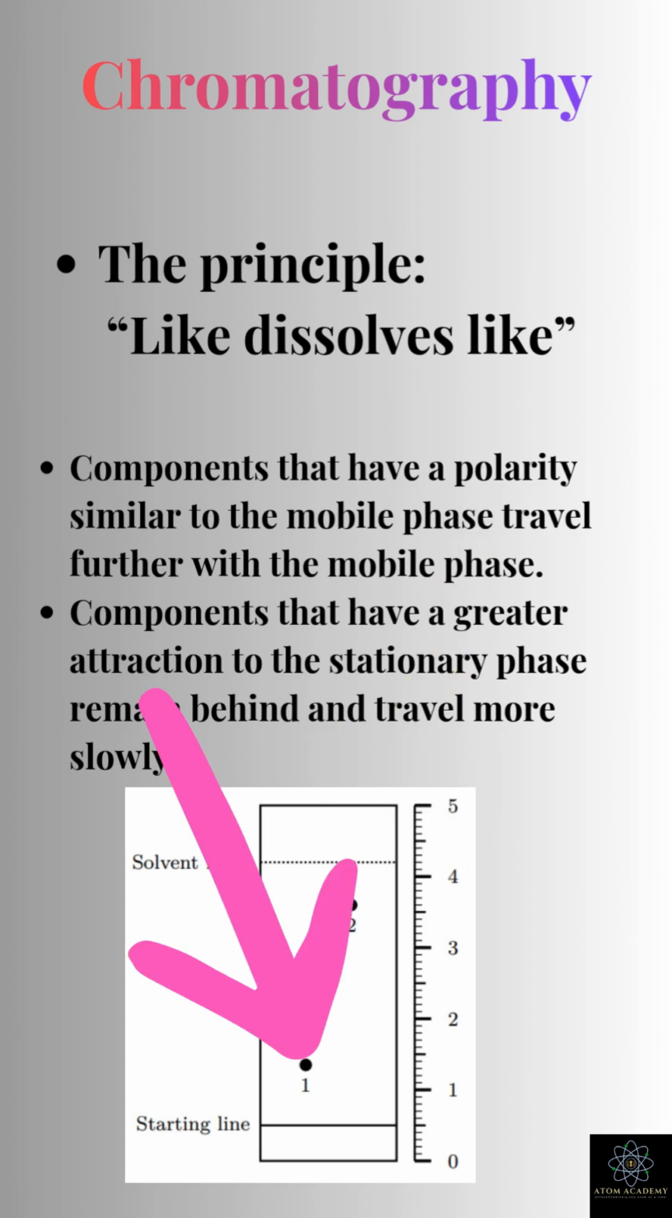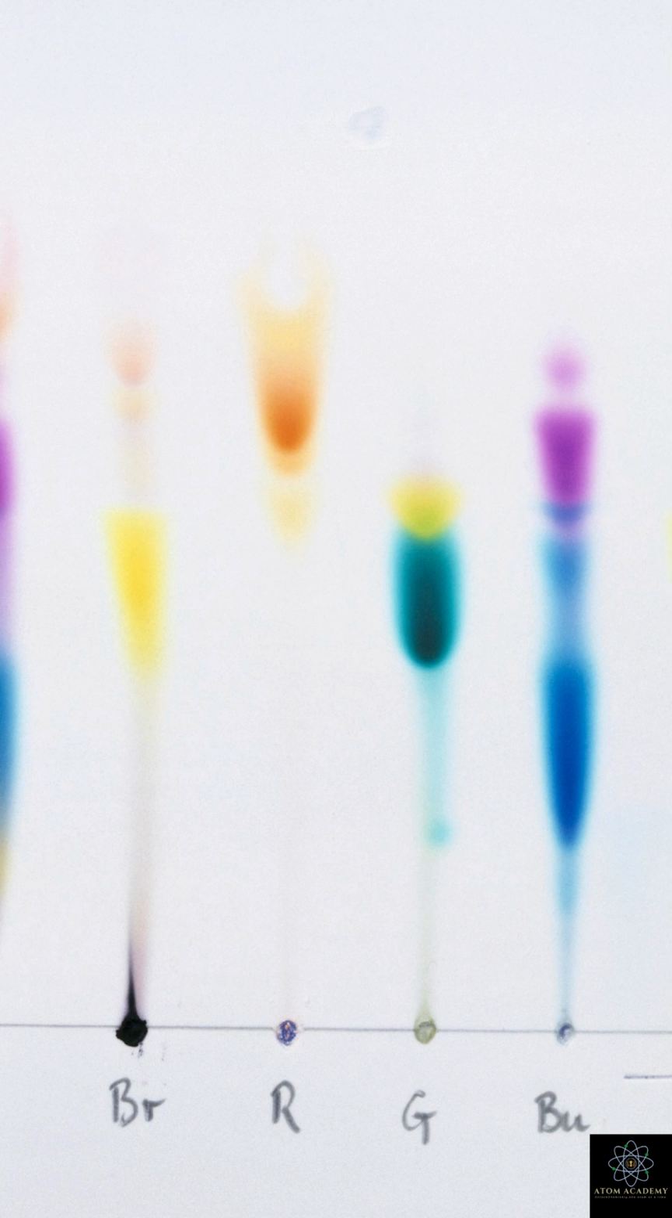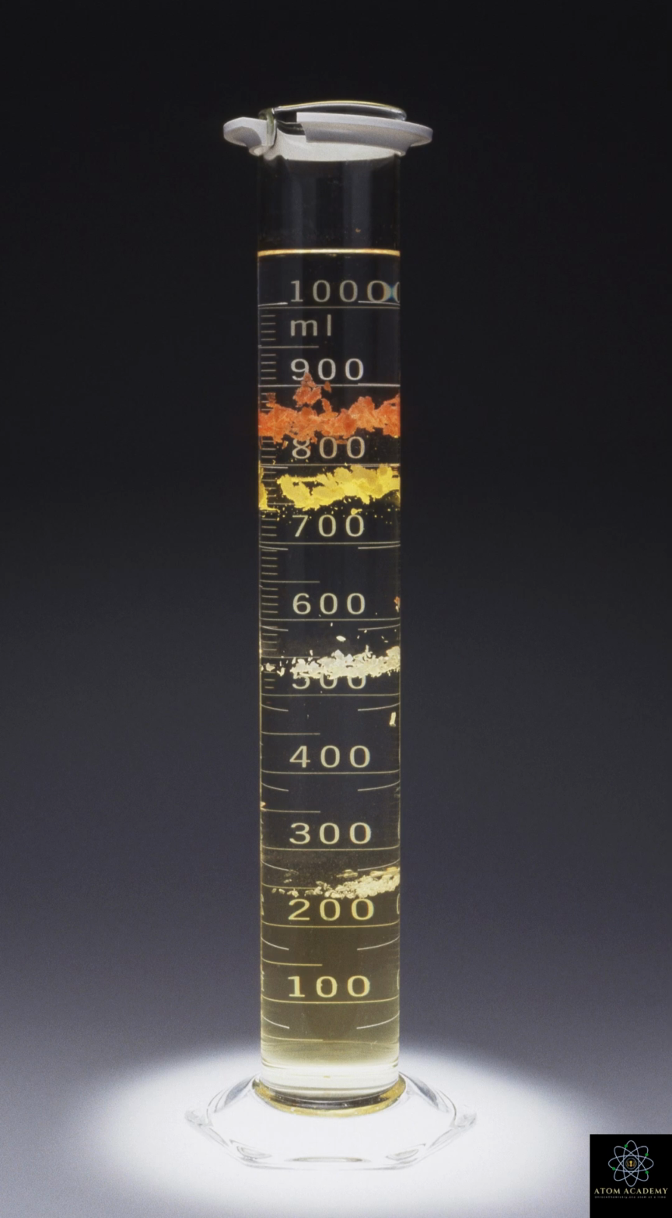At the end of the experiment, we can observe how many components are present. By calculating the retardation factor, we can also identify the substances.